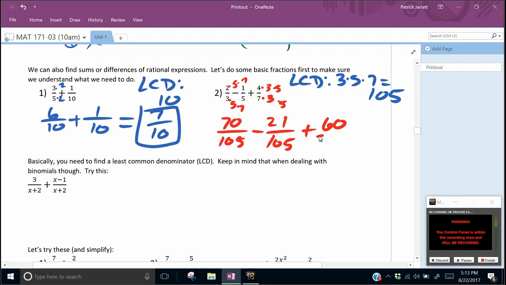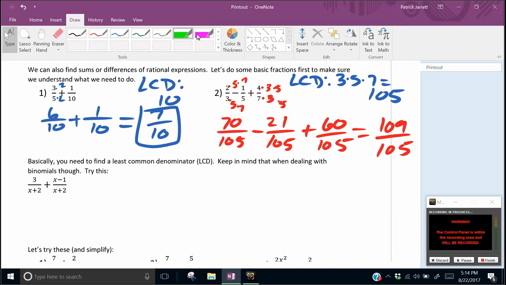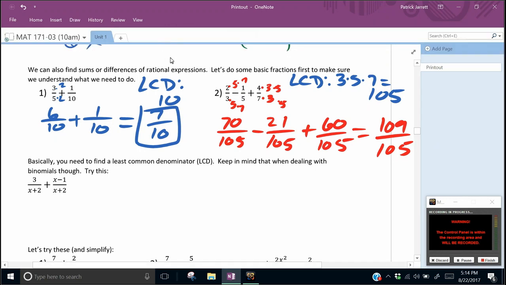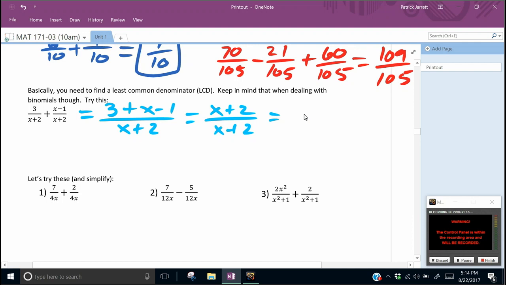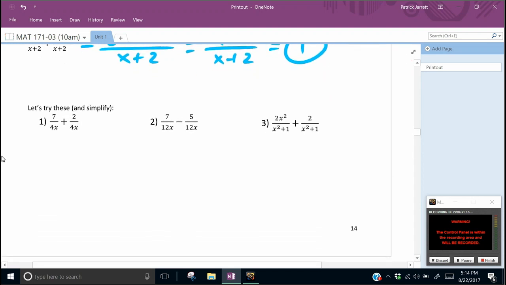So 4 times 3 times 5, that would be 60. Plus 60 over 105. So we're just going to leave it as an improper fraction and get 109 out of 105. Now, I know that seemed probably trivial, but you got to know how to do some fractions here. Now, since we're dealing with binomials, if, for instance, x plus 2, we just simply combine the numerator, 3 plus x minus 1, over x plus 2, which simply becomes x plus 2 over x plus 2, and just becomes 1.